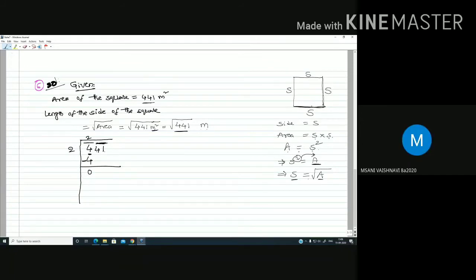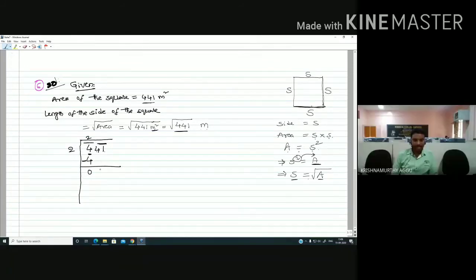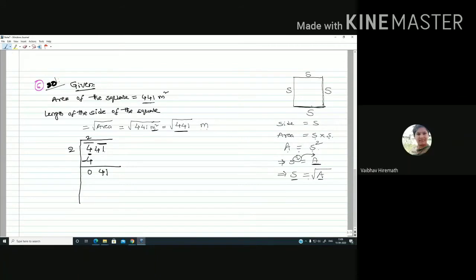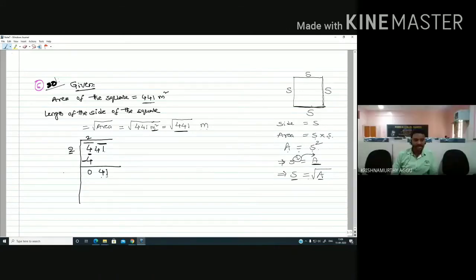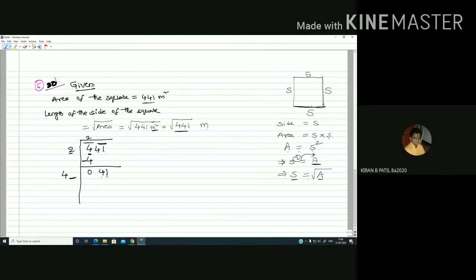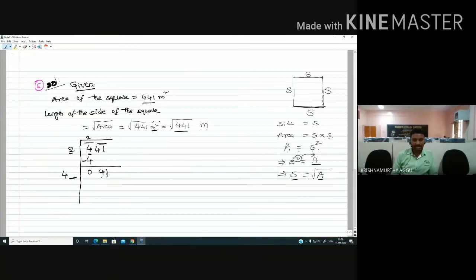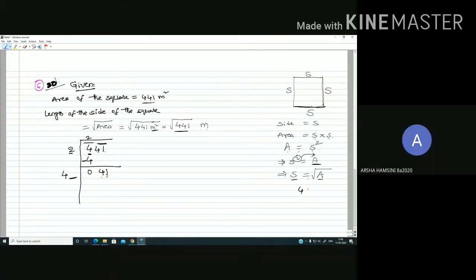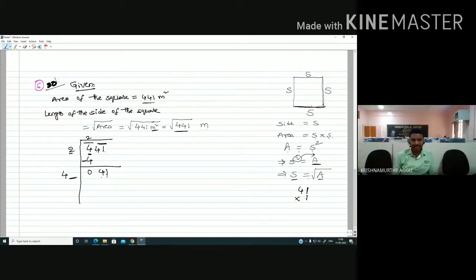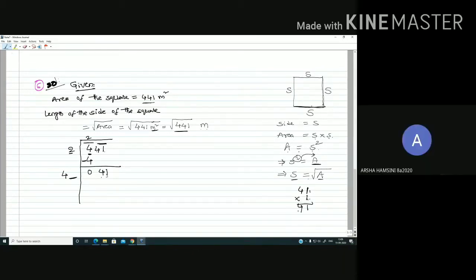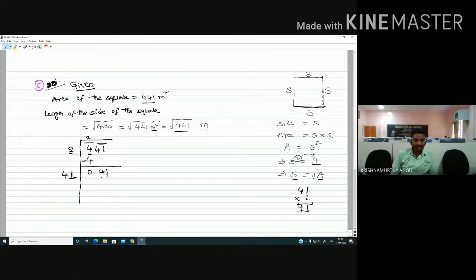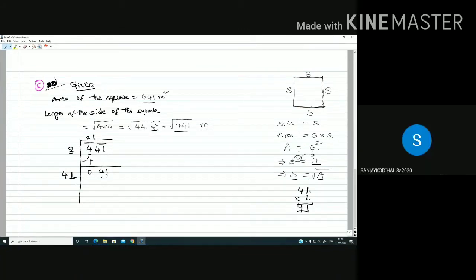Take down the next number below the bar, which is 41. Now the number you have is 41. Next, 2 doubled is 4, and we need to select a number to put after the 4 to get 41. Suppose you select 1: 1 times 1 is 1, and 4 times 1 is 4, so 41 times 1 is 41. Are you getting 41? Yes, sir. That is why here you can select 1, here also 1. So 41 one time is 41.